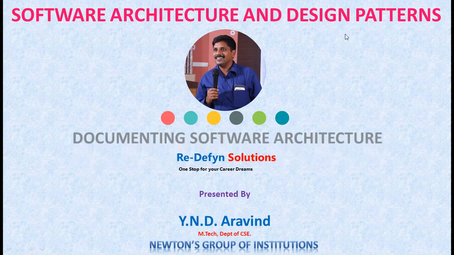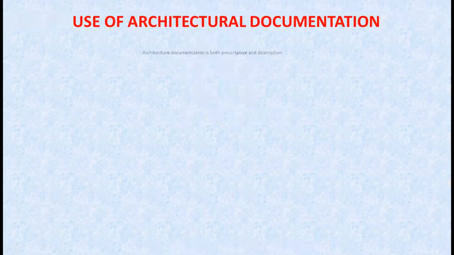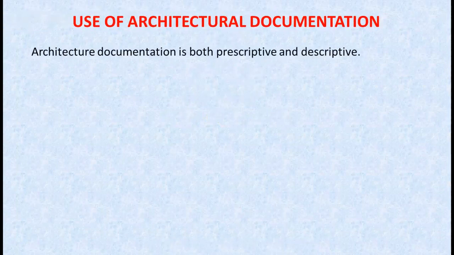Documenting software architecture. Now coming to uses of architectural documentation. Architectural documentation is both prescriptive and descriptive. That is, for some audience, it is prescriptive: what should be true, placing constraints on decisions to be made. And for other audiences, it describes what is true by recounting decisions already made about the system design.